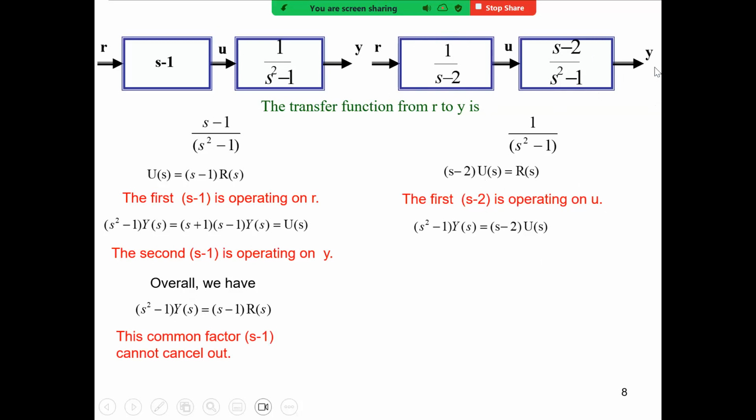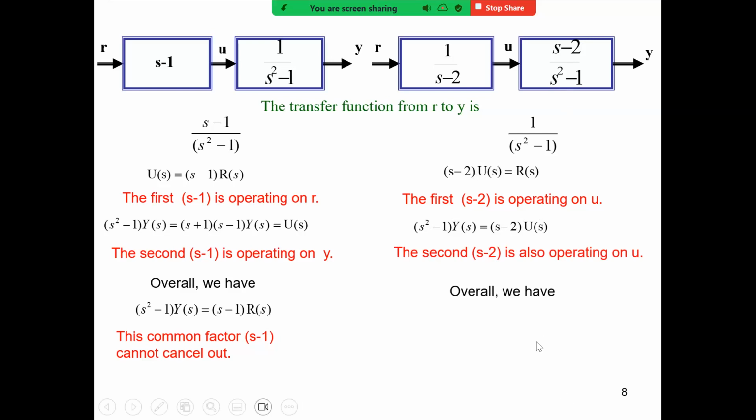The second one, if we expand out the transfer function, is (s² - 1) times y equals (s - 2) times u. This second (s - 2) is also operating on u, right? Exactly because they are doing the same thing. This (s - 2) times u, here we have another (s - 2) times u. They are the same. They'll be cancelled out. They will disappear from the final expression.